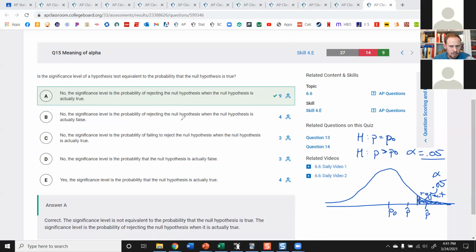All right, the significance level is the probability of rejecting the null hypothesis when the null is actually false. No, that's not what it means. Failing to reject? No, that's not it either. That's like the different types of errors. The significance level is the probability that the null hypothesis is actually false. No, that's not what it is. So that's the one right there, the top one. I know it's kind of a tricky, wordy definition there, but that is what it works out to be.